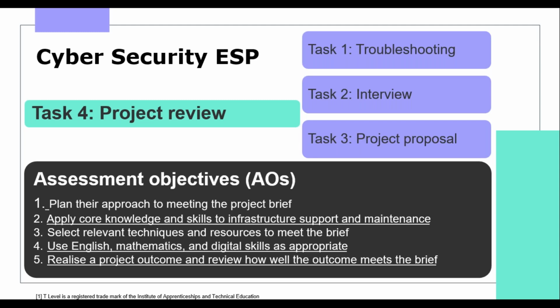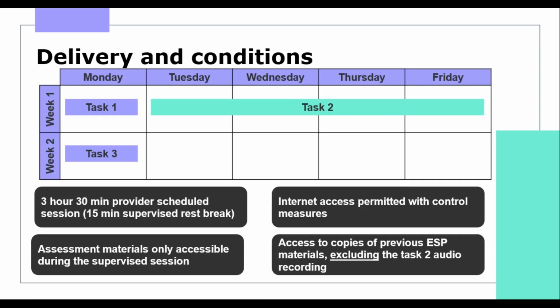Now, this video will focus on Task 4, where students will put a post-project review together, and this task will be assessing assessment objectives 2, 4, and 5, with AO4 focusing on the communication and use of English and math skills. Task 4 is the final task to be completed by students within the second assessment week. This provider scheduled session will last 3 hours 30 minutes, with a 15-minute supervised rest break also permitted.